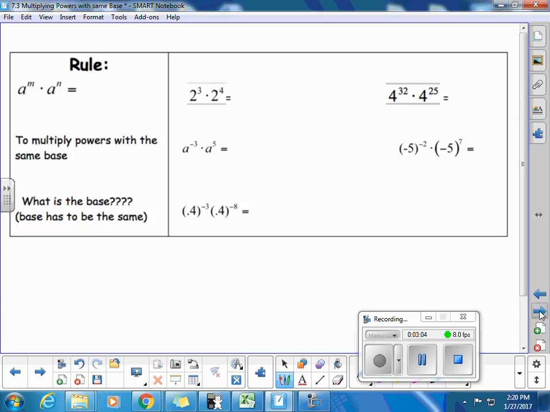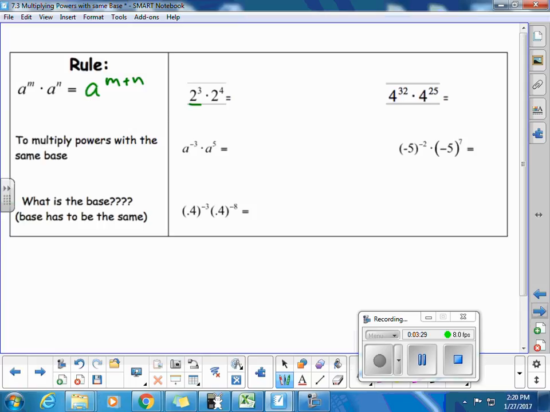So, the rule: when we have a to the m times a to the n, the basic rule is you're going to end up with a to the m plus n. We add up all the a's that we have, and we have m in the first bunch and n in the second bunch, so it's a to the m plus n. So, to multiply powers with the same base, we're going to add the exponents. What's the base? The base has to be the same.